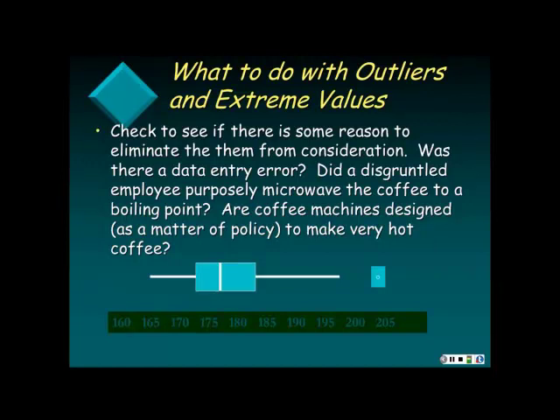Well, anyway, what do you do with outliers and extreme values if you find them? First of all, let's ask ourselves if there was a data entry error. We could also ask ourselves, did someone purposely microwave the coffee to a boiling point? Maybe a disgruntled employee. Or are coffee machines designed as a matter of policy to make very hot coffee?